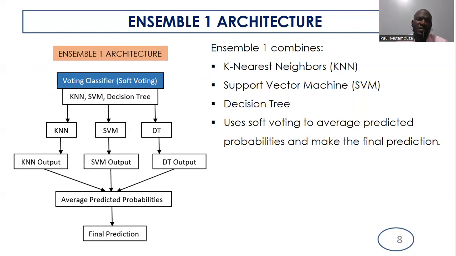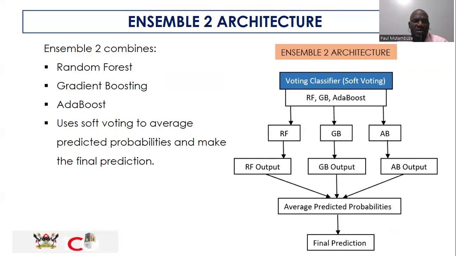Here we used soft voting to average the predicted probabilities and make the final prediction. You can see the architecture, that is exactly how the flow was. Soft voting averages the predicted probabilities from each base model and uses this to determine the final prediction. Then in ensemble 2, we're combining the random forest, the gradient boosting, and of course the ADA, and we still use soft voting to average the predicted probabilities and make a final prediction.